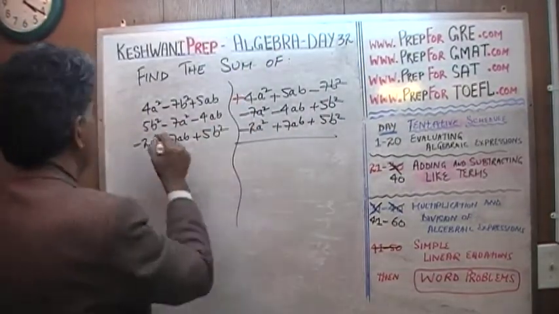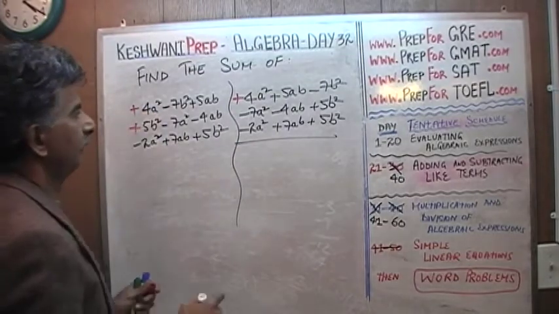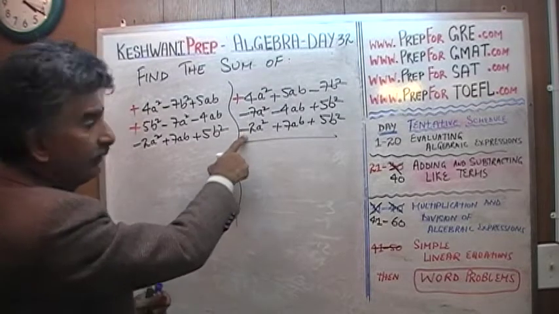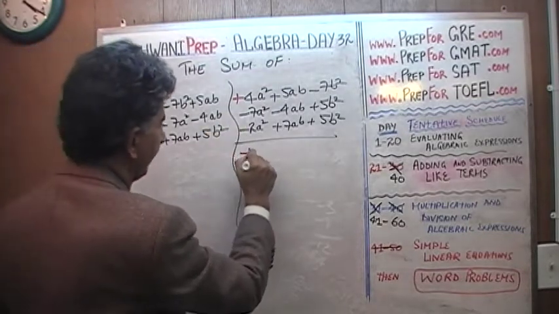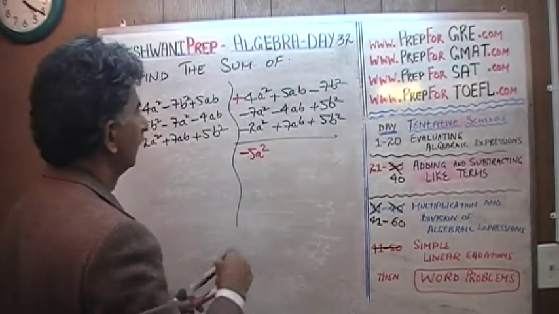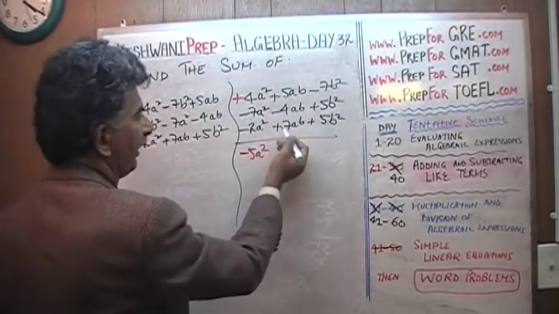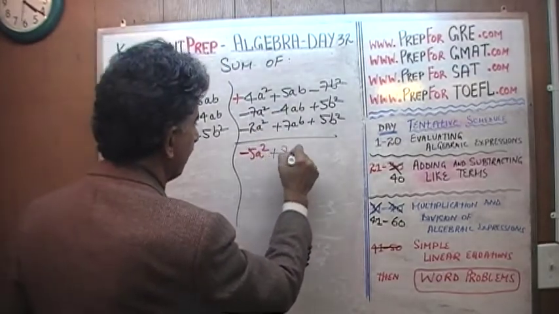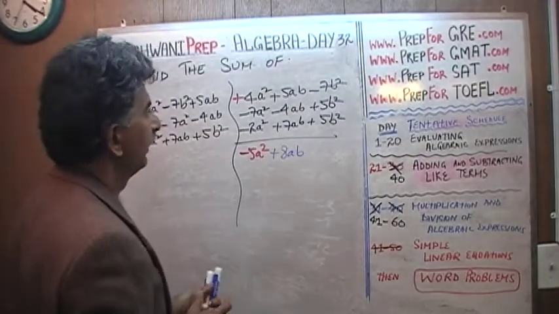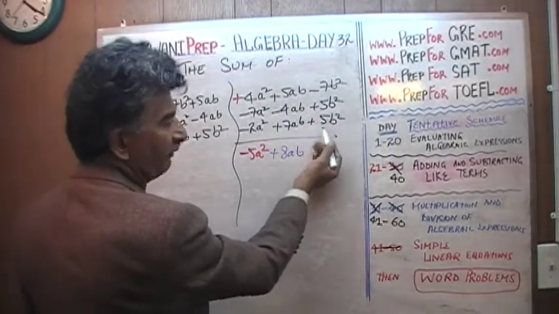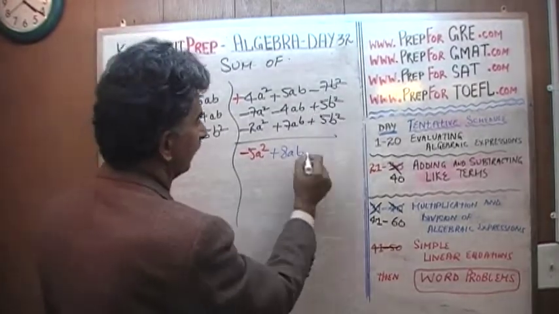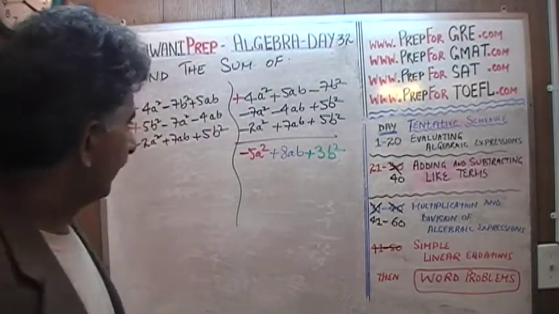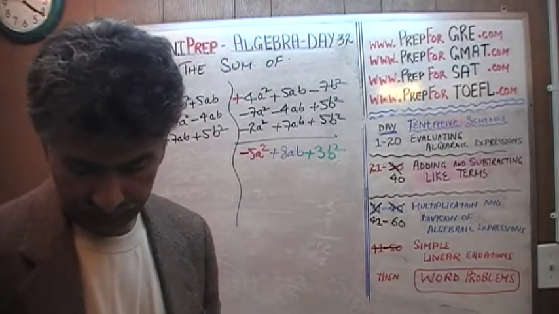Here we have a positive sign in front of it, and so does this one. Positive 4, negative 7 and negative 2 is negative 9. Negative 9 and a positive 4 is going to give us negative 5a squared. Then we have positive 5 and a positive 7, that's positive 12. Positive 12 and a negative 4 is positive 8. And then we have positive 5 and a positive 5 is positive 10, and a negative 7 is going to give us positive 3b squared. So negative 5a squared plus 8ab plus 3b squared.